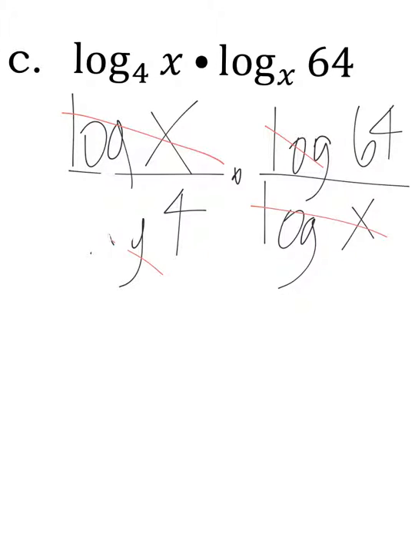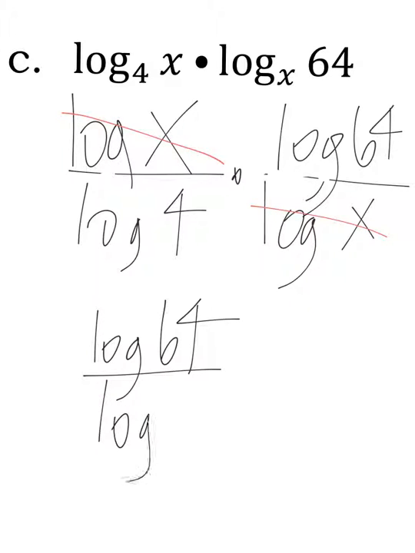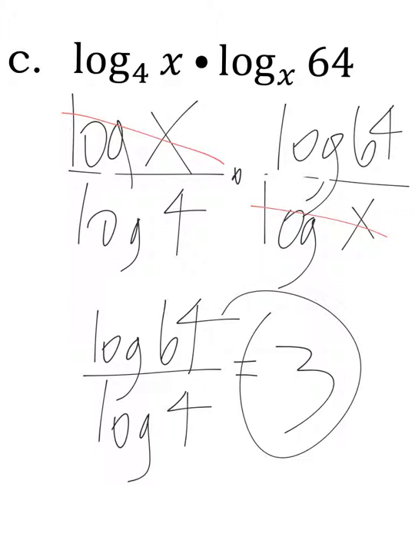You can cancel out logs if it's the exact same thing. I had log x on top and log x on bottom, so I could cancel them out. But I have log 64 on top and log 4 on bottom, so I would need to type into my calculator log 64 divided by log 4. And when you do that, you get 3 for your final answer, okay?